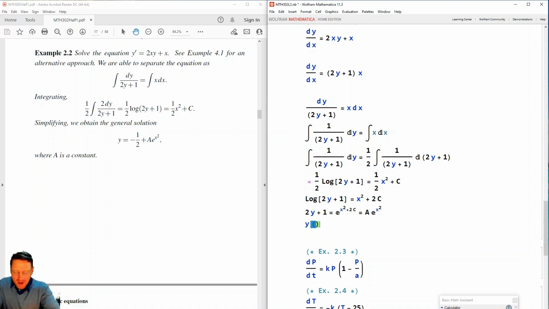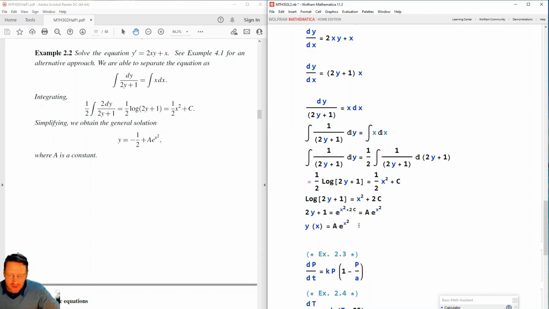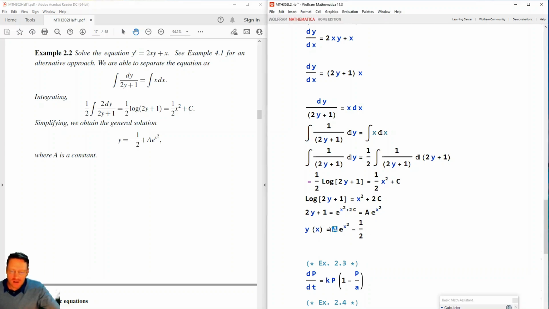So we can say that y as a function of x is equal to a e to the x squared minus 1, and then divide all of that by 2. So that'll put a minus 1/2 here, and then this will be a new constant, which we could just call a dash, or just call it a, right? You could call that your new a. Okay, so we've now solved this separable ODE.